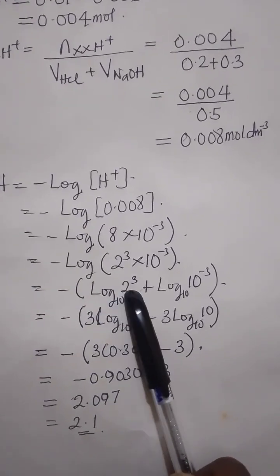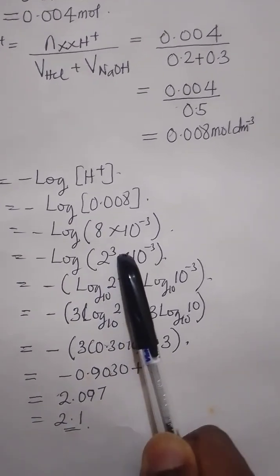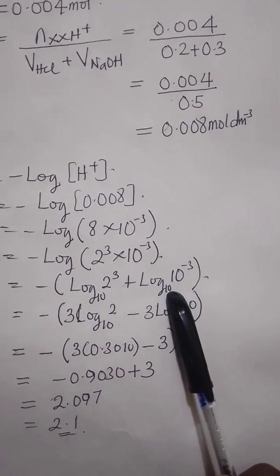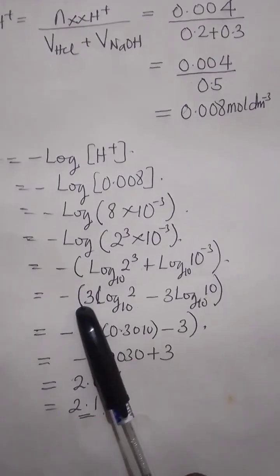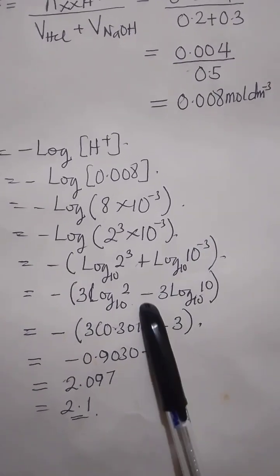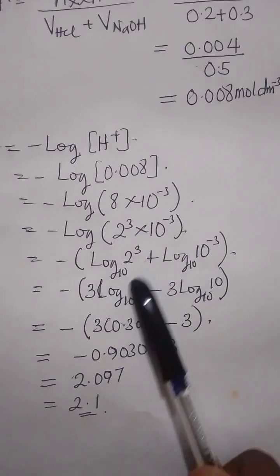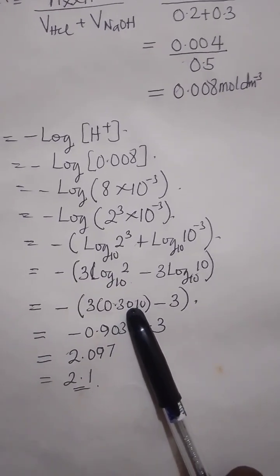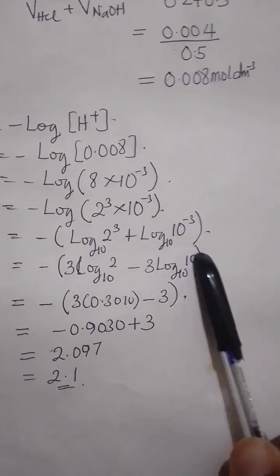So that will be log 2 raised to the power 3 base 10 plus, multiplication in log is addition, log 10 raised to the power minus 3 base 10. This 3 comes to multiply the expression. Minus 3 comes to multiply the expression. And of course, log 2 base 10 is 0.3010. I told you to commit this to memory. Log 10 base 10 is 1. 3 times 1.